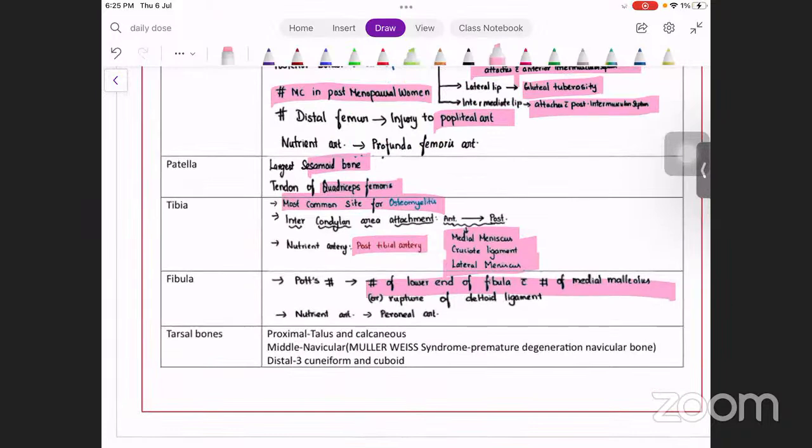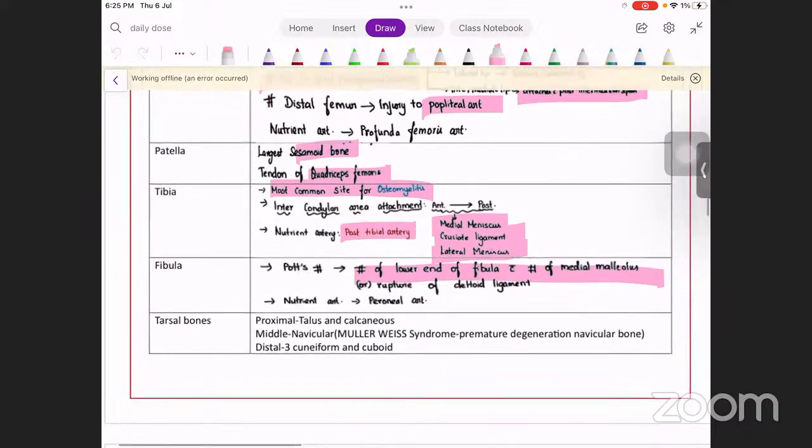Apart from that, for the fibula, the most common fracture site is the neck of the fibula. And if there is a fracture at the distal end of your fibula, you may see a medial malleolus fracture or rupture of the deltoid ligament. Okay, sorry, a rupture of the deltoid ligament, are the things you may see here.